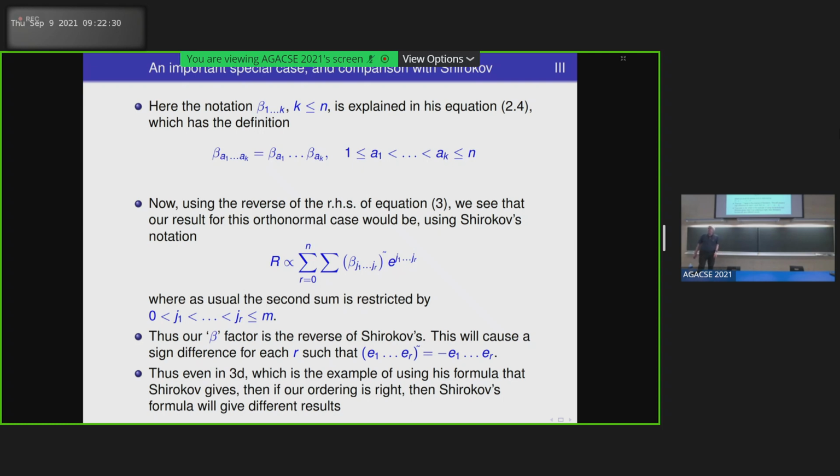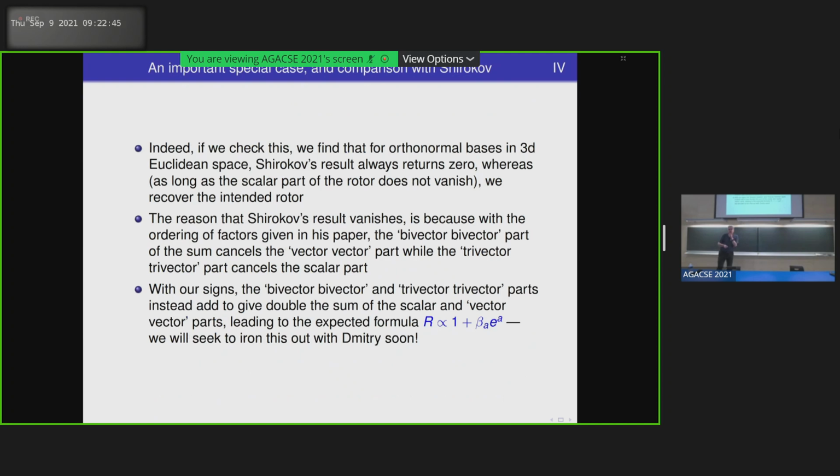Now, actually, that happens in 3D, which is the example of using the formula that Dmitry Shirokov gives. And so if our ordering is right, then Shirokov's formula will give different results even in 3D. And indeed, if you check this, you find that for orthonormal bases in Euclidean 3-space, the result from Dmitry Shirokov always returns 0.